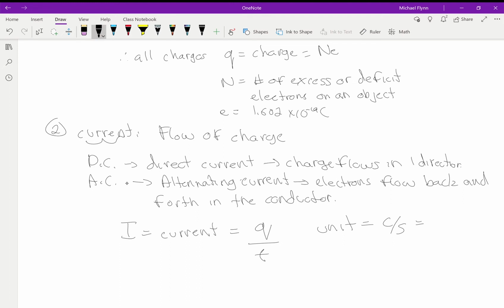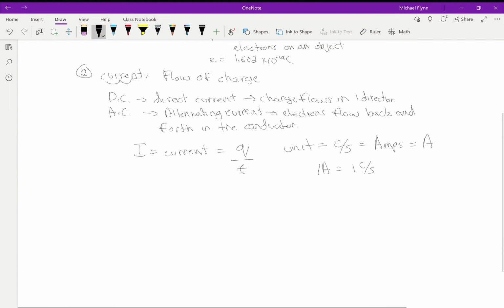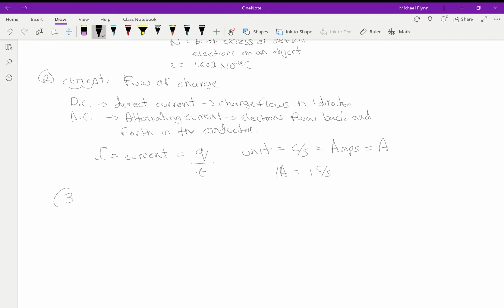But we named this in honor of a famous scientist whose last name was Ampere. So we use amps, or capital A, for current. So 1 amp is 1 coulomb per second. Okay, that's it. All right, number 3, voltage.